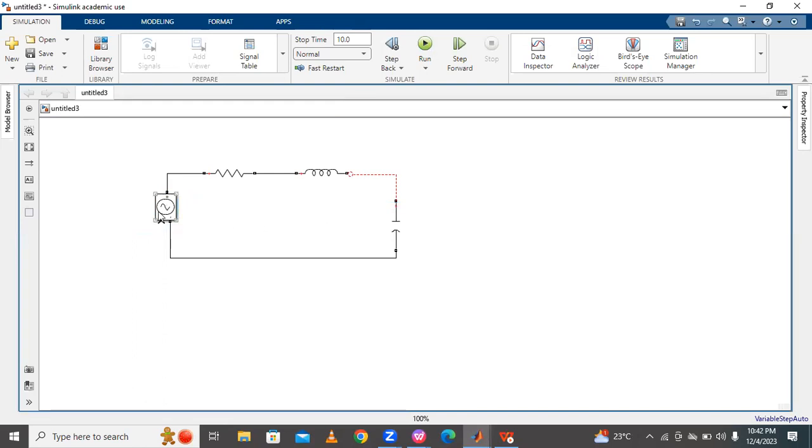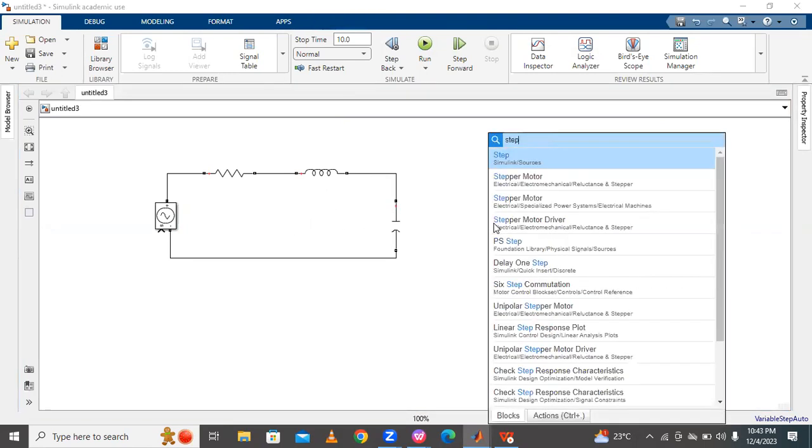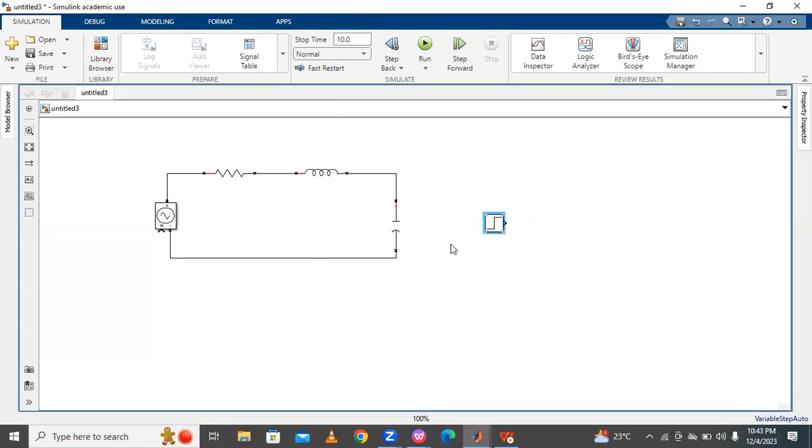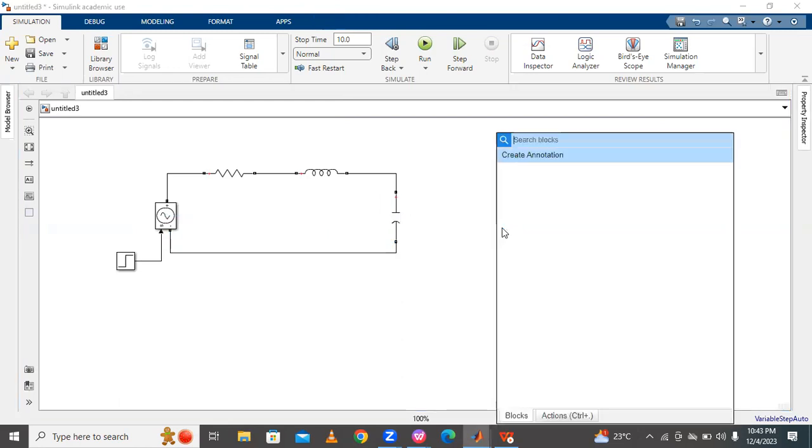Then take one step input right here, a unit step. By applying the unit step, we can understand the damping. So this connection is over, and next, we have to find the response across the capacitor.